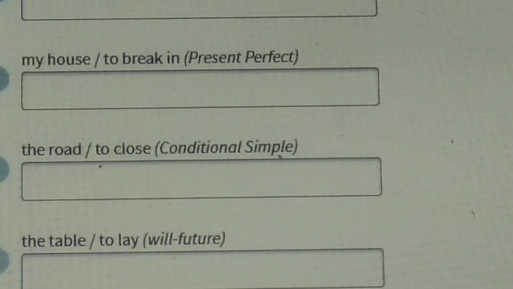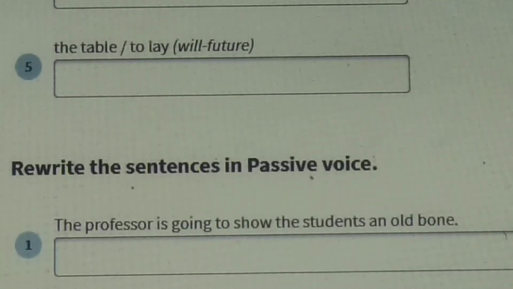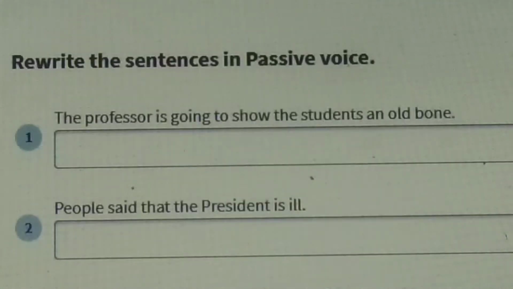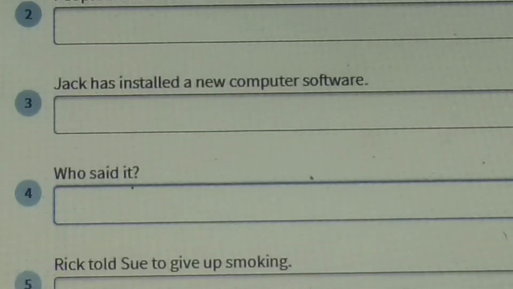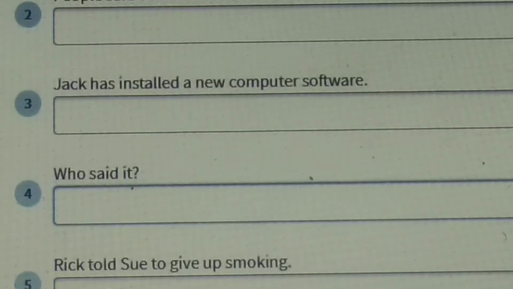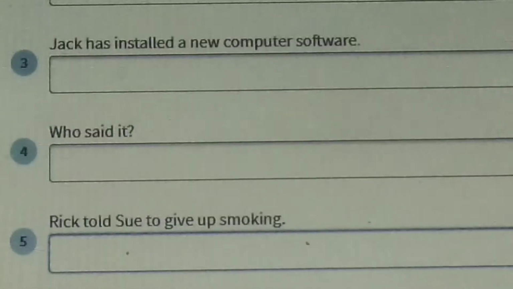Then you have the fourth and the fifth one. Come on, note down, please. Rewrite in passive voice, children. Come on, write it down. Very good. Write down in passive voice. People said that the president is ill. Jack has installed a new computer software. Who said it? Rick told Sue to give up smoking.